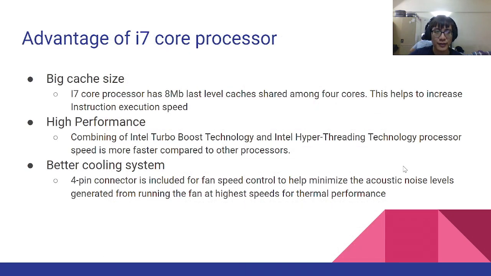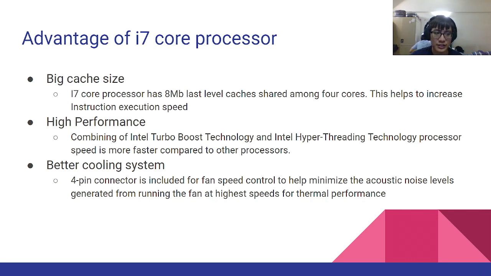For the advantages of the i7 core processor, it has a big cache size. The i7 core processor has 8 megabytes of last level cache shared among 4 cores, and this helps to increase instruction execution speed. The i7 core also has high performance, combining Intel Turbo Boost technology and Intel Hyper-Threading technology. Its speed is much faster compared to other processors.